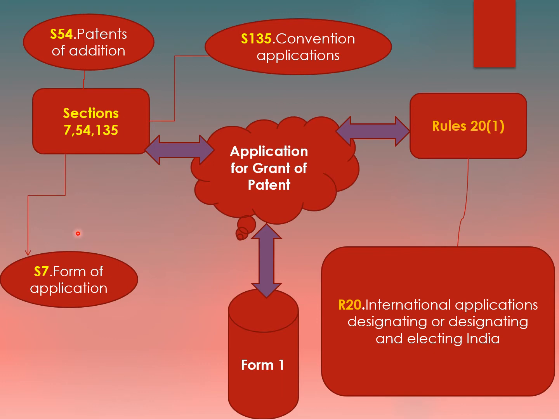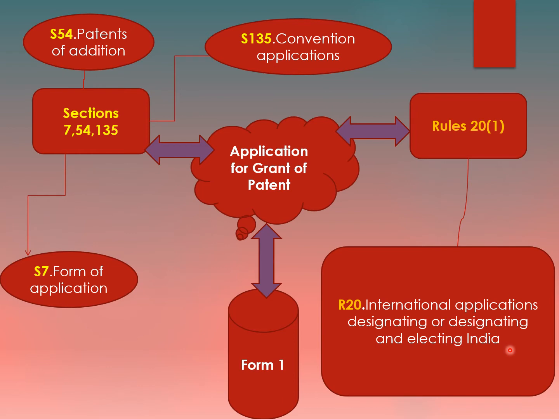Okay. So what is Section 7? The title of Section 7 is Form of Application. The title of Section 54 is Patents of Addition and Section 135 is Convention Applications. Fine. And here the title of Rule 20 is International Applications Designating and Electing India.